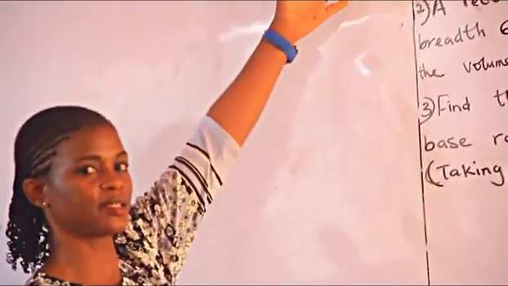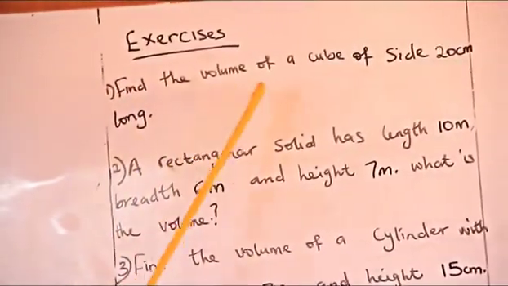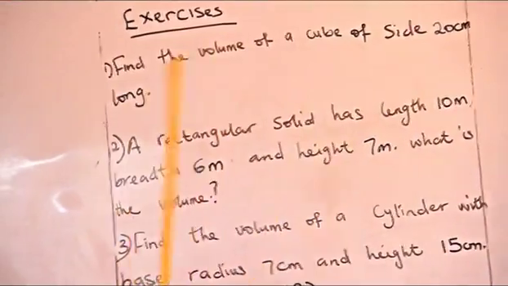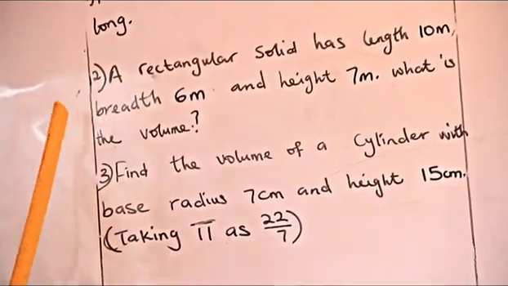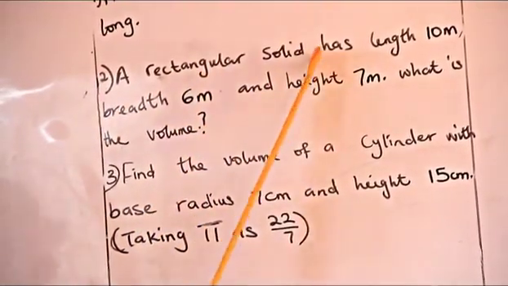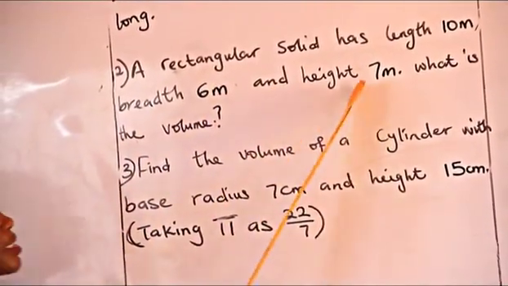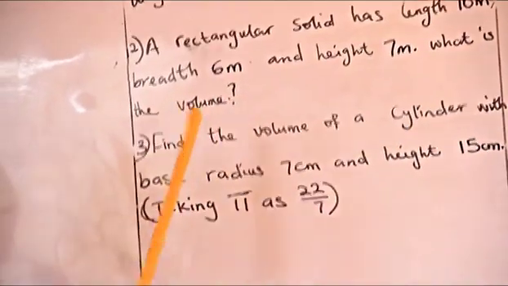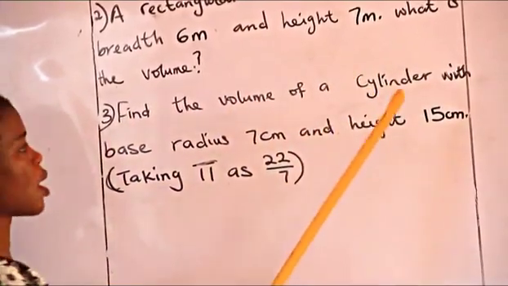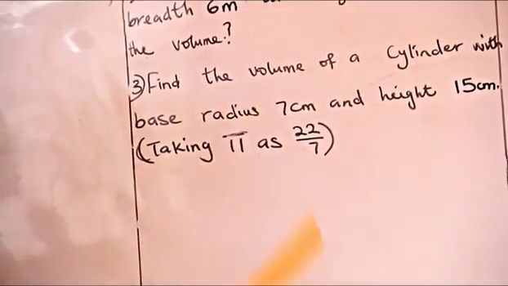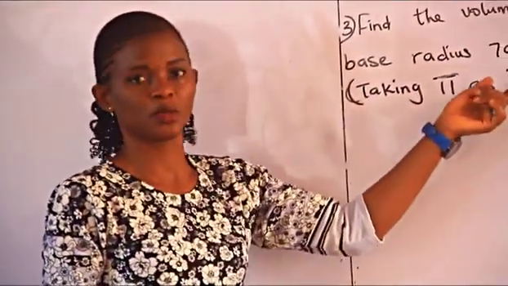These are the exercises to practice with. Number 1, find the volume of a cube of side 20 centimeter long. Number 2, a rectangular solid has length 10 meter, breadth 6 meter, and height 7 meter. What is the volume? Number 3, find the volume of a cylinder with base radius 7 centimeter and height 15 centimeter. Taking pi as 22/7.